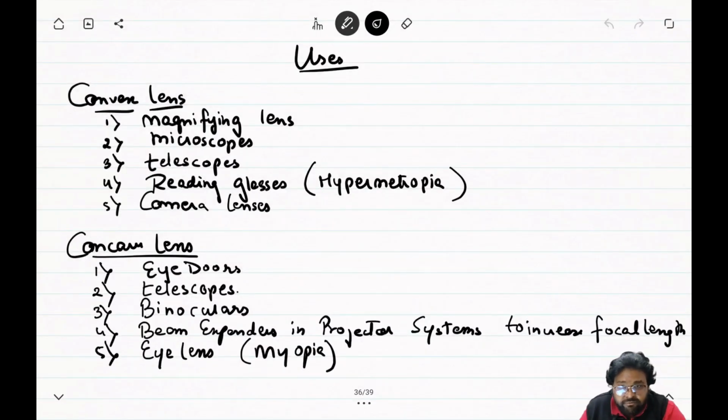Talking about the uses of convex lens and concave lens. So convex lens is used in a magnifying lens. This is a convex lens.